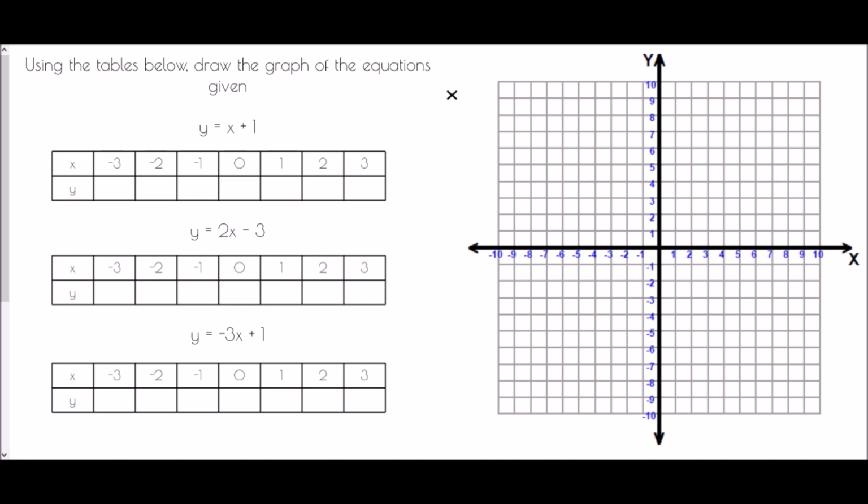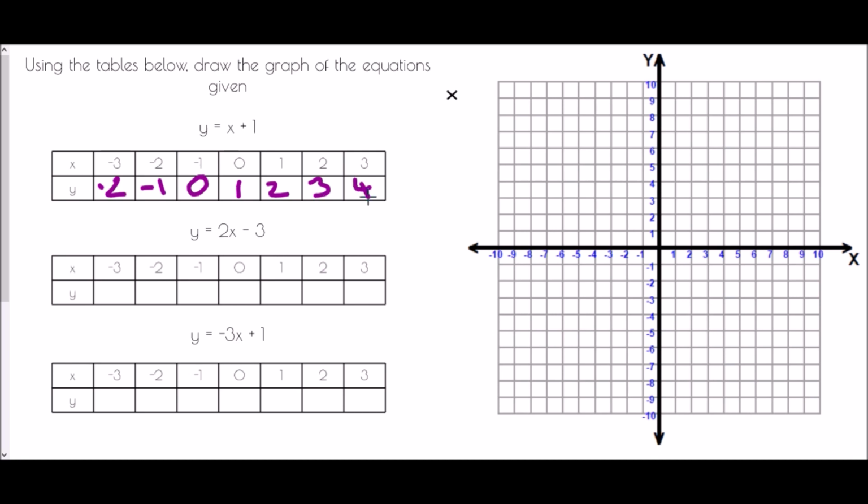So we're going to be placing the values from the table, the x values, into the equation to calculate a value for y. So in the first case, we are looking at x plus 1. So if I take -3 and add 1, I get -2. If I use -2 and add 1, I get -1. -1 plus 1 is 0. 0 plus 1, 1. 1 plus 1, 2. 2 plus 1, 3. 3 plus 1, 4.